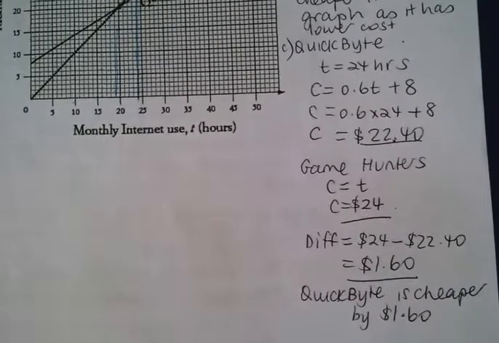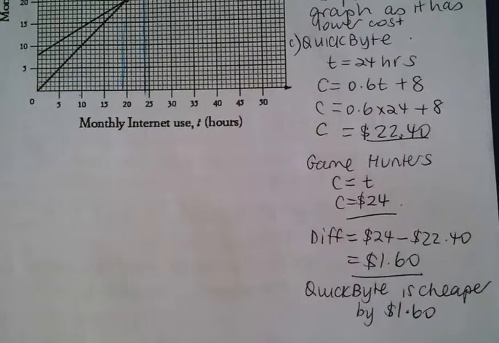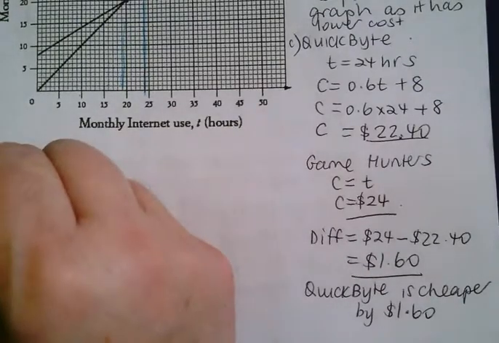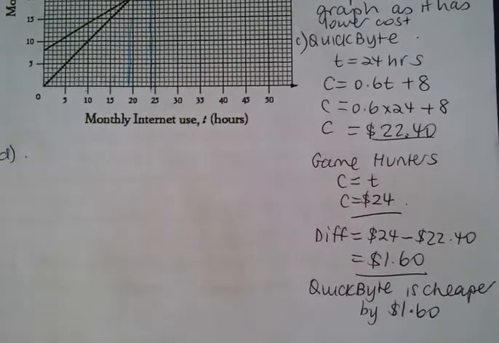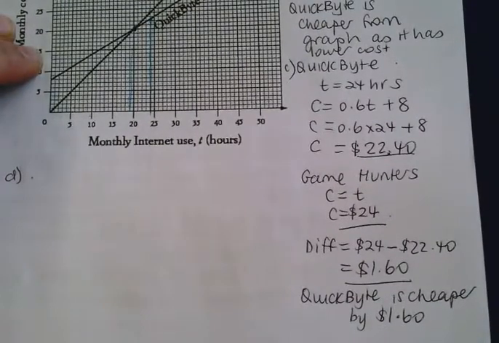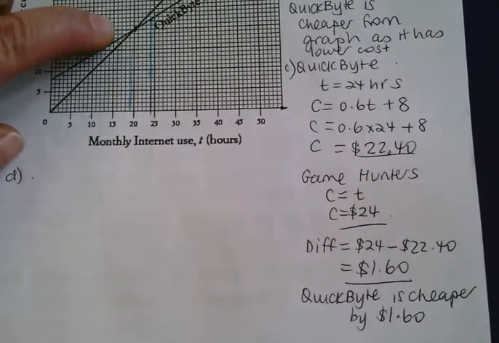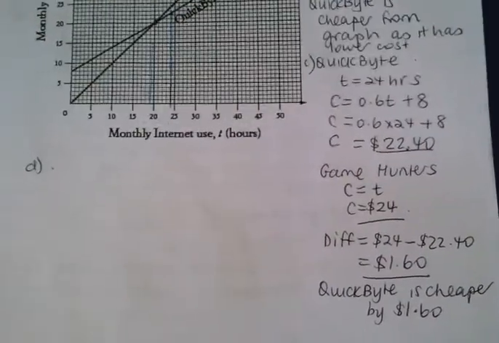Okay? And now the last question, D. Compare the advantages of each cafe taking the break-even point into consideration. So, what would you say? When is Quick Bite good? What's an advantage of Quick Bite? When you use more than 20 hours of internet a month. Game Hunters is cheaper if you're using less than 20 hours a month, isn't it?